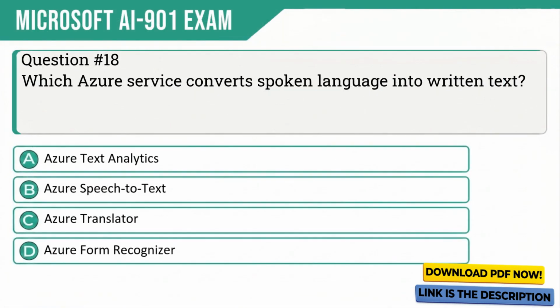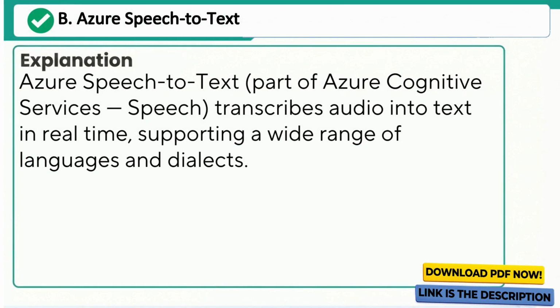Question number 18. Which Azure service converts spoken language into written text? A. Azure Text Analytics. B. Azure Speech to Text. C. Azure Translator. D. Azure Form Recognizer. Correct answer, B. Azure Speech to Text. Explanation. Azure Speech to Text, part of Azure Cognitive Services Speech, transcribes audio into text in real time, supporting a wide range of languages and dialects.